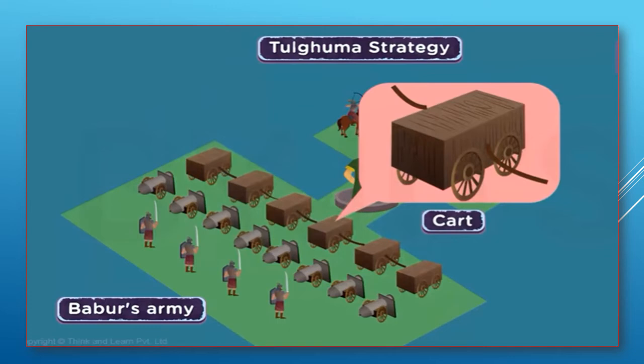Now, in the center flank behind, he would place carts, which would hide these cannons so that the enemies could not see these cannons that were there. They were hidden by these carts which were on wheels. Even the cannons were on wheels.